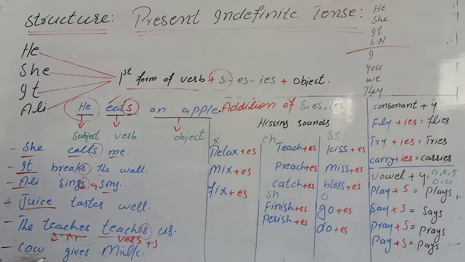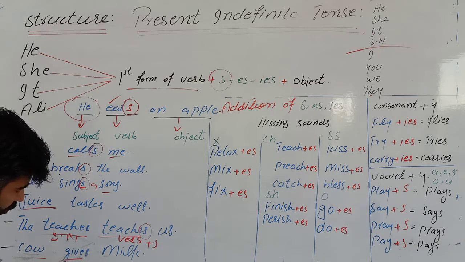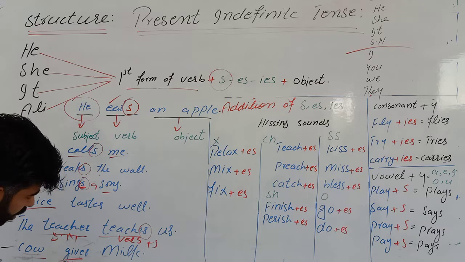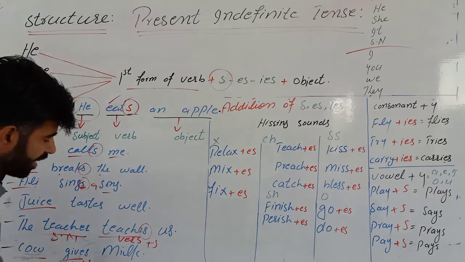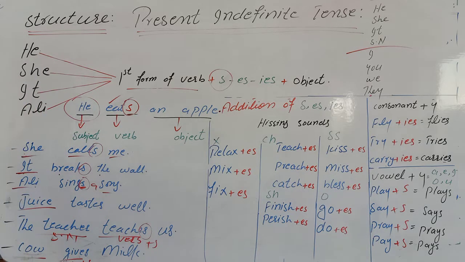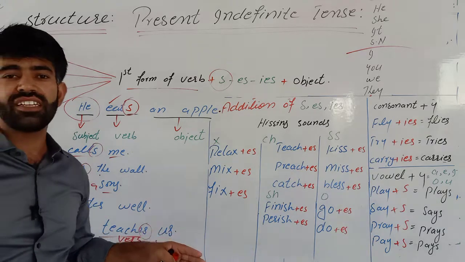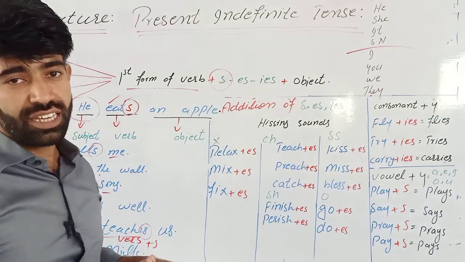And now once again we have a singular noun. So, cow gives milk. And what is it? Give. And what is it? First form of the verb. First form of the verb, and here we have this S with it, and here is the object of this sentence. So, cow gives milk.